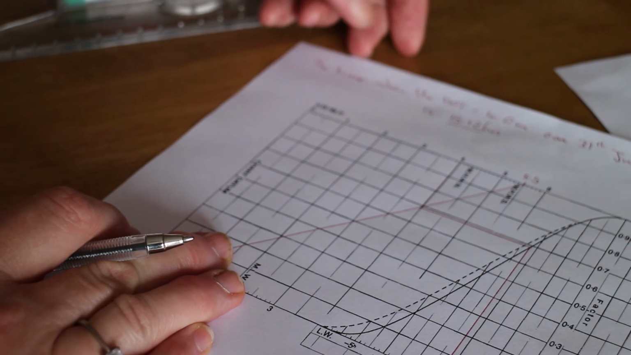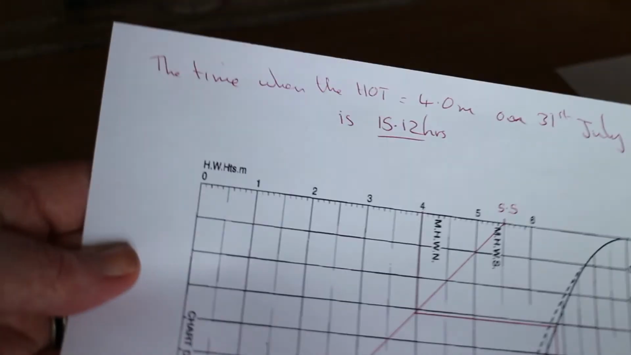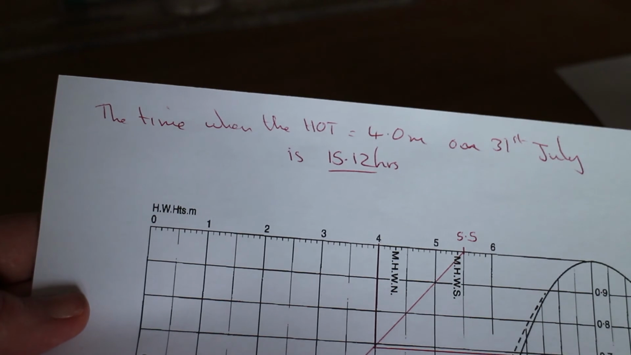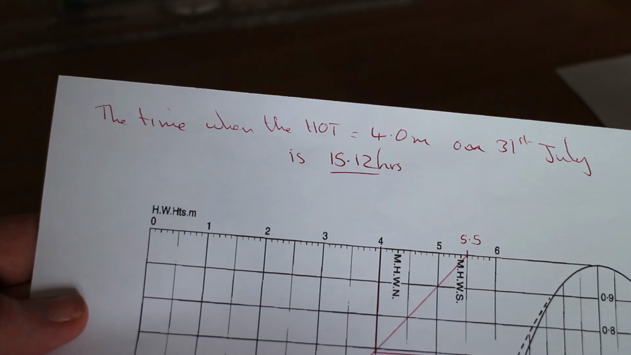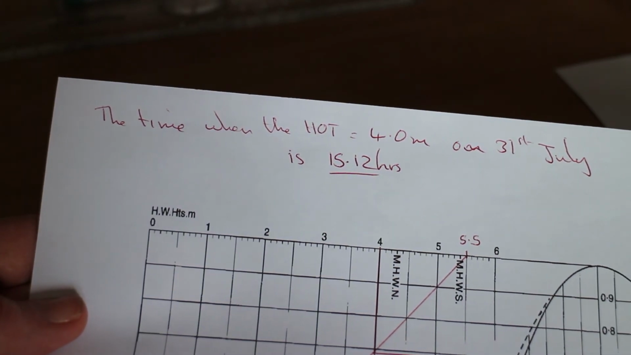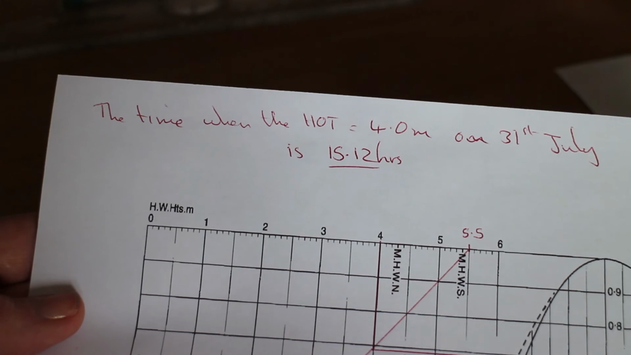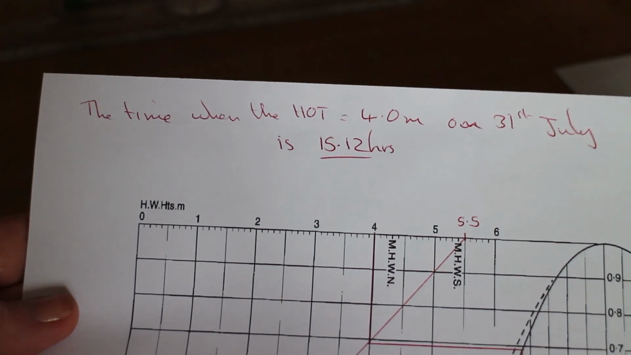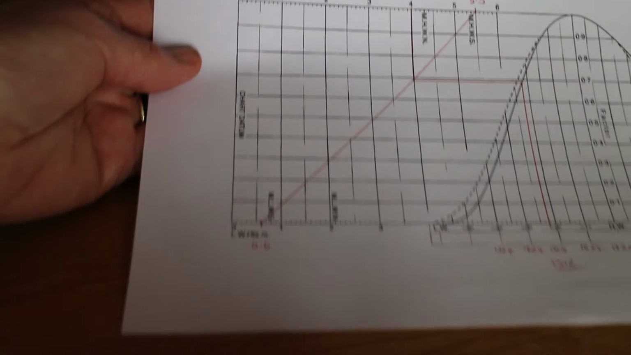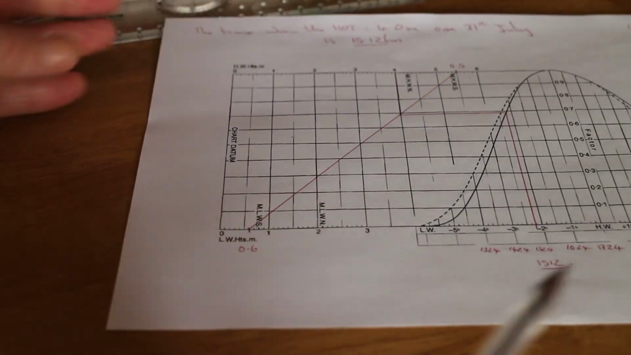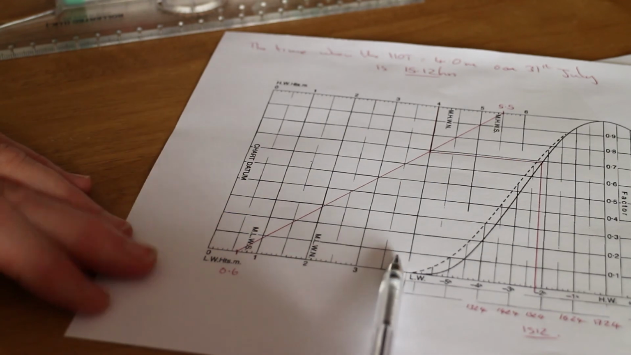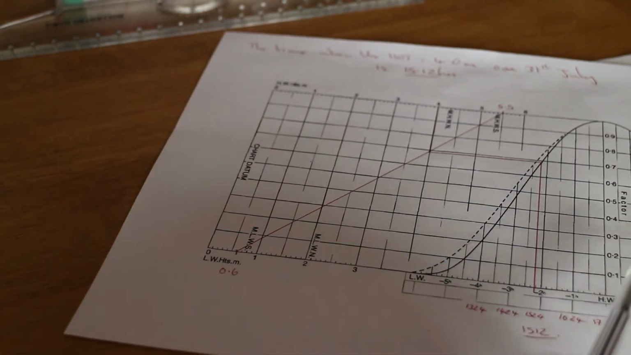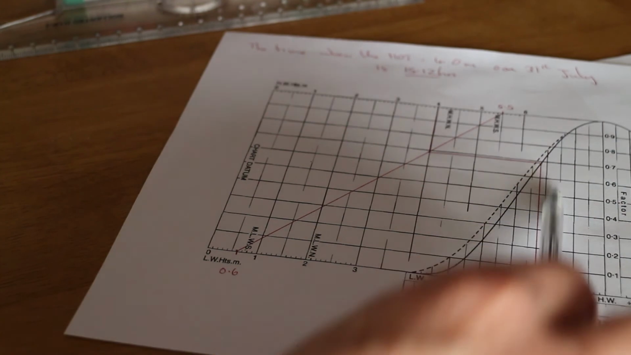This means that if a vessel required 4 meters height of tide, he would be able to enter the port at 15:12. He would have sufficient water at that time. So you can see, when we want to find the height of tide, we put the time in first. We draw up and across, and that will give us a height. If we know the height and we want to find the time, we would just work the other way.